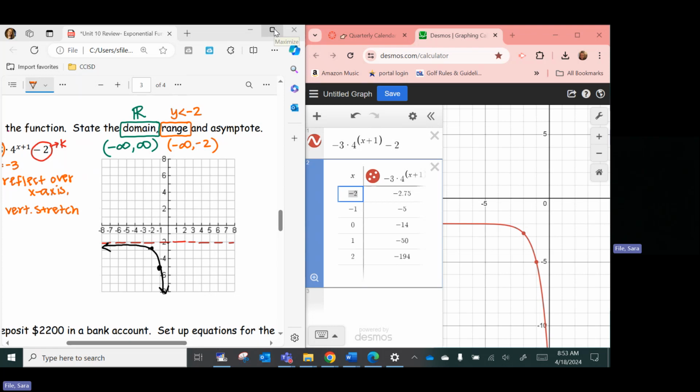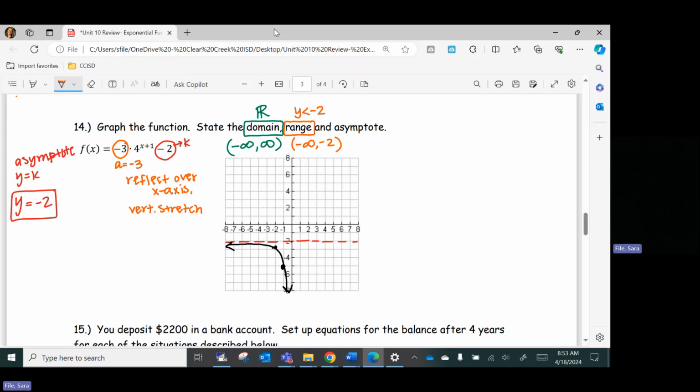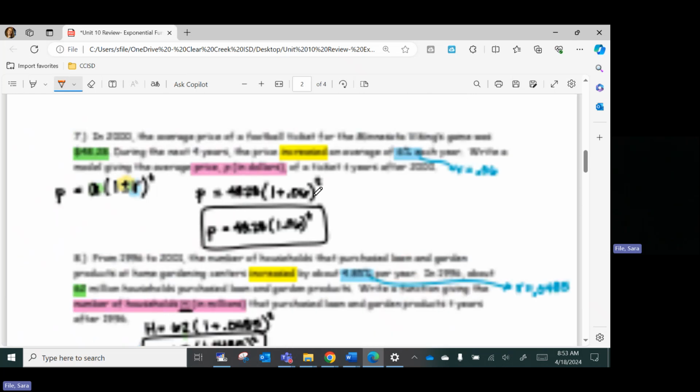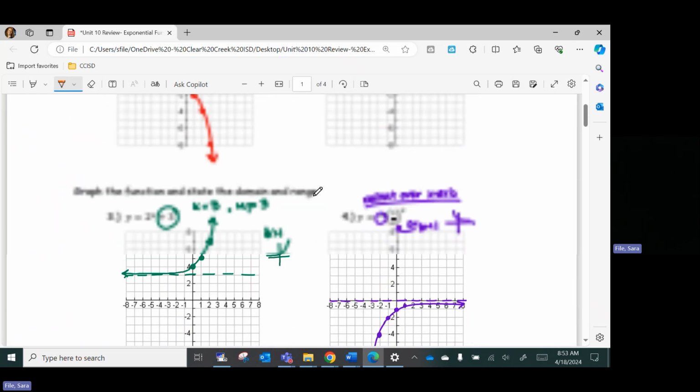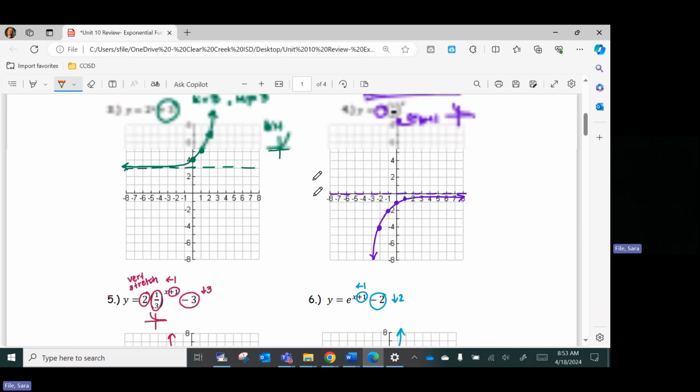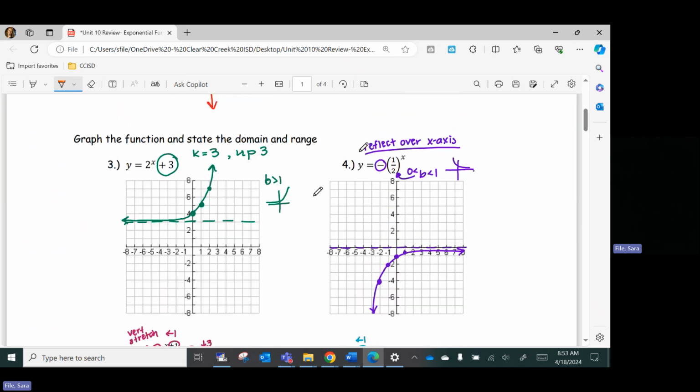Now, I just realized this as I was answering this domain and range question. I'm going to jump back to the graphs on the front because I think I went over graphing them, but I don't think we listed the domain and range. We didn't. And on 3, 4, 5, and 6, it does ask for domain and range. So I'm going to go ahead and add that for all of these.